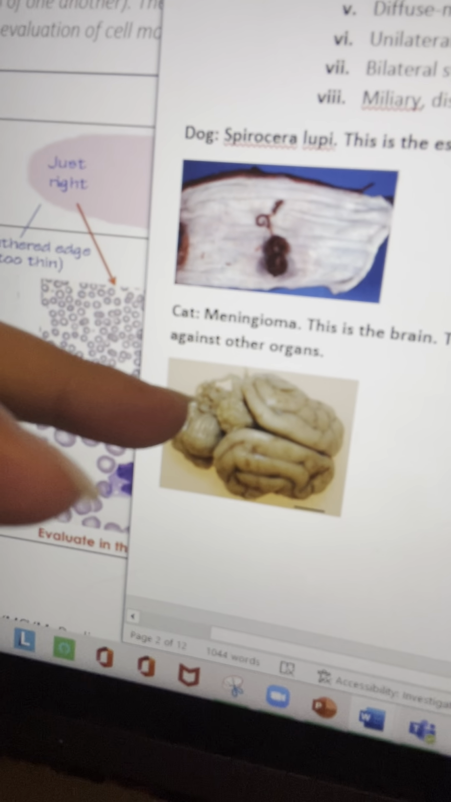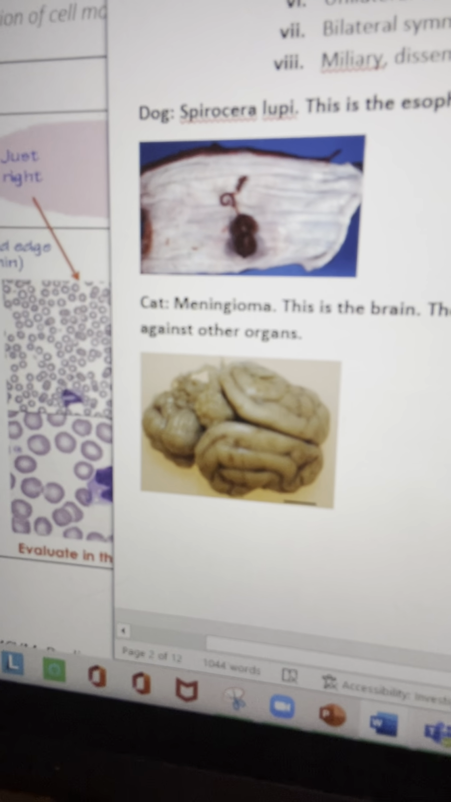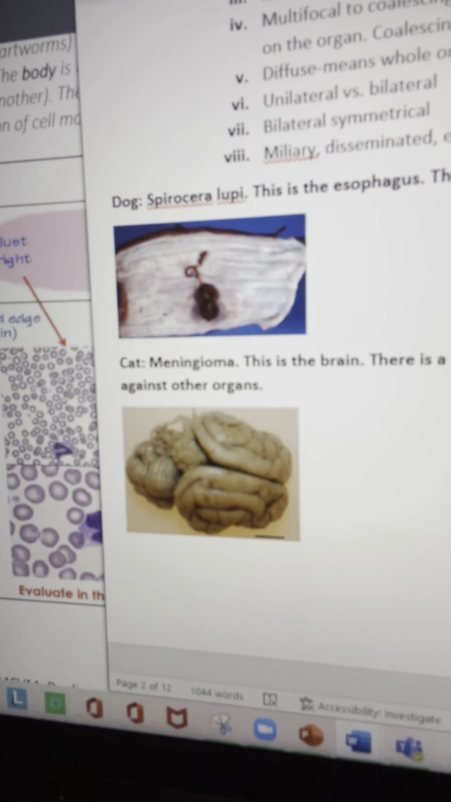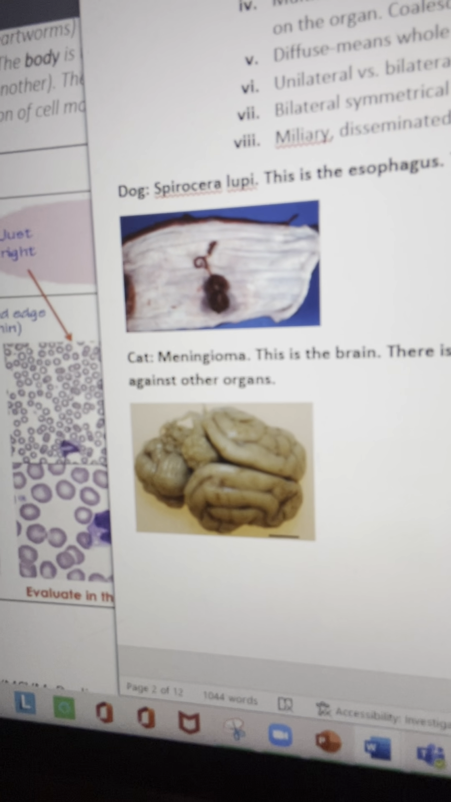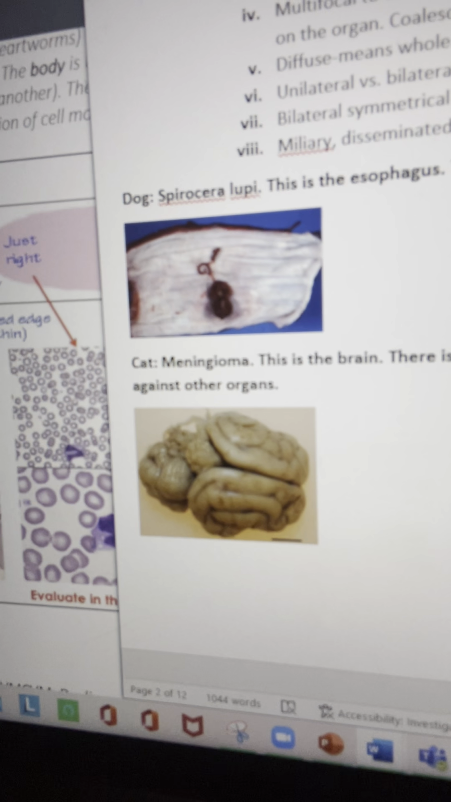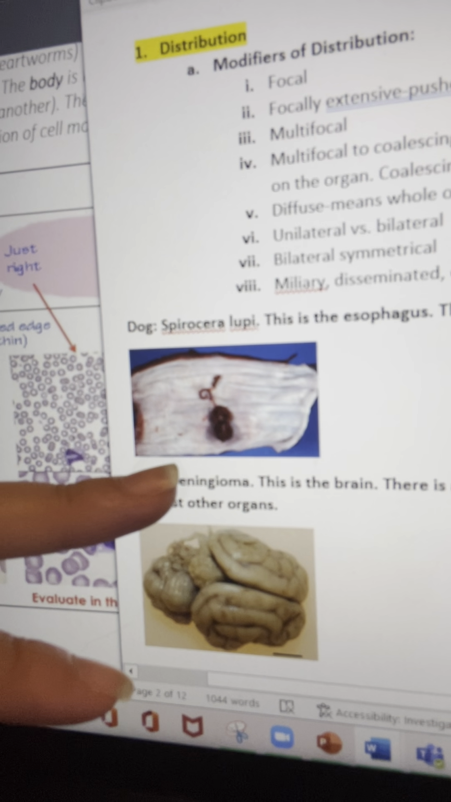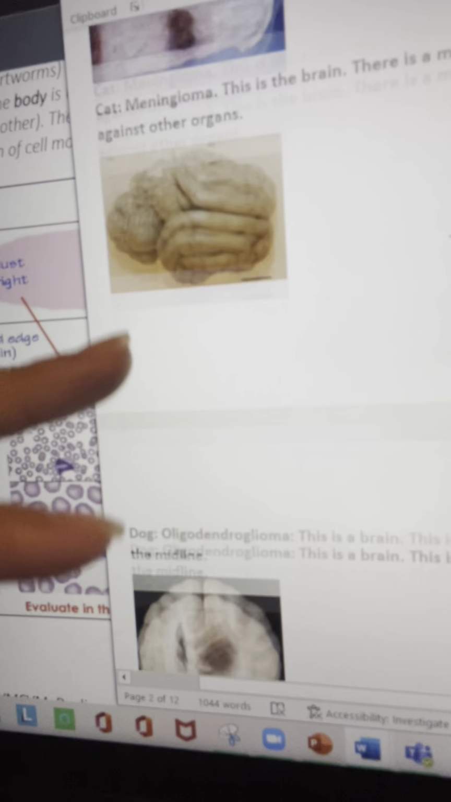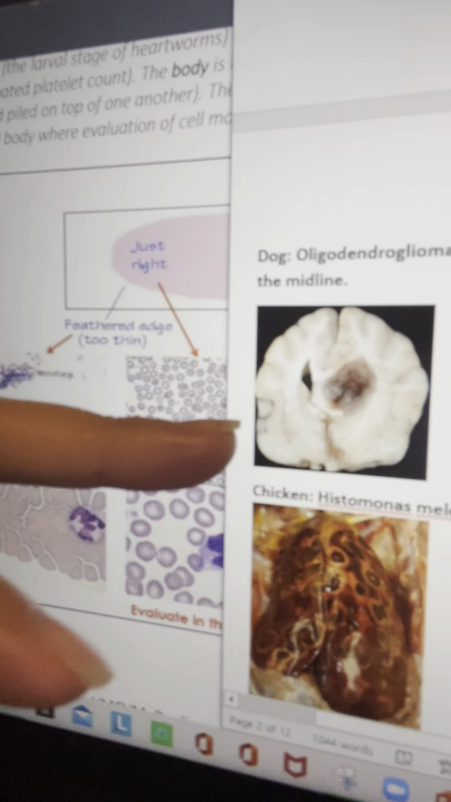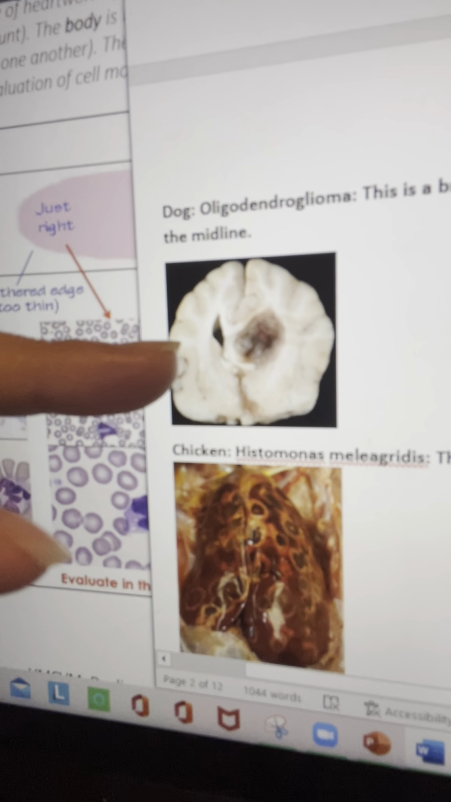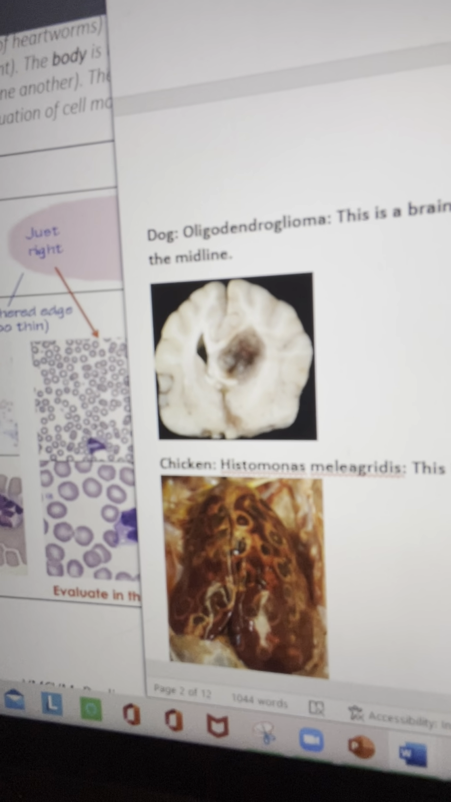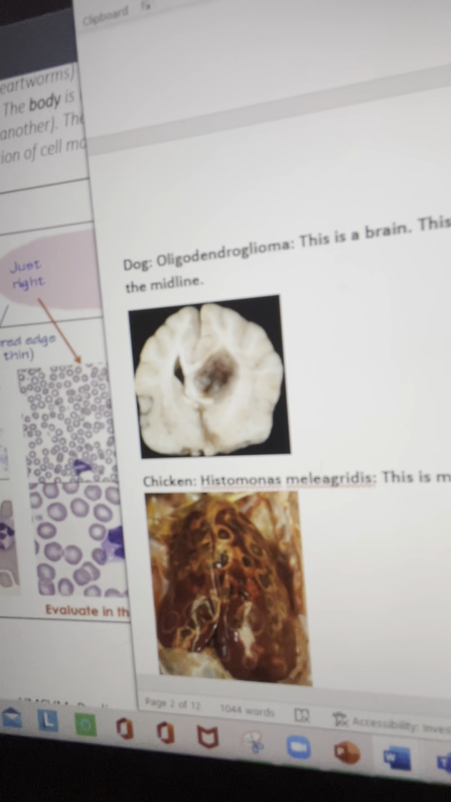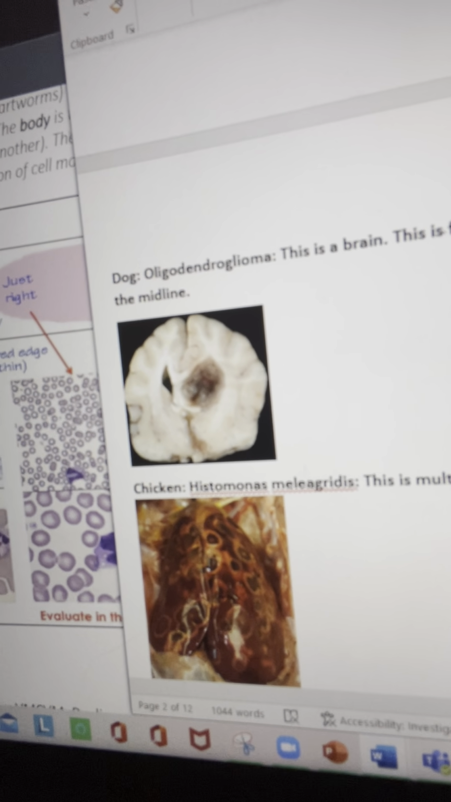So next one here. This is a brain. So there is a mass here between the hemispheres. So this lesion or mass is pressing against other organs. So what is that called? What did I just tell you? So this is a focally extensive lesion. And then here, what is this? Well, this is a brain. This is a focal extensive lesion. This is on one side of the midline. So here's the lesion right here. It is also pushing against other organs.